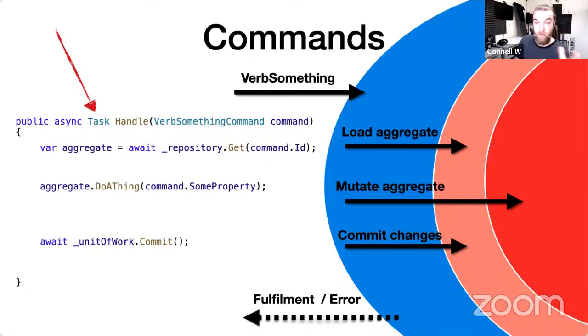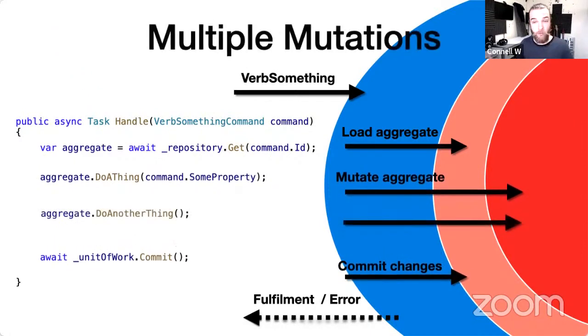Now, if you have a look at the middle line of code there, the do a thing, we could do multiple things. We could do another thing. We could do multiple mutations within the same command. And this goes to the unit of work that I was talking about. These are committed together. From the outside, when you're looking at that blue circle boundary, I don't know what's going on inside the blue circle. So I just go verb something, do my command, and then I get fulfillment or error back.